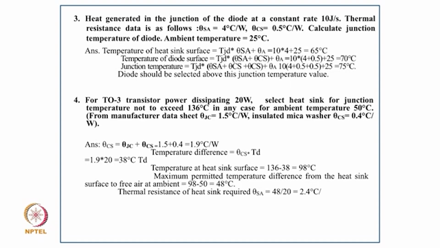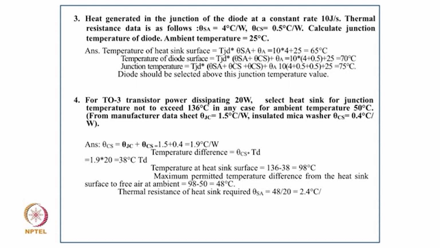Thermal resistance data is as follows: theta S equal to 4 degrees Celsius per watt and theta CS is 0.5 degrees Celsius per watt. Calculate the junction temperature of the diode at an ambient temperature of 25 degrees Celsius. The temperature of the heat sink surface is 10 into 4 plus 25, that is 65 degrees Celsius. Temperature of the case is 10 into 4.5 plus 25, 70 degrees. Junction temperature, similarly calculated, is 75 degrees. So the diode should be selected above this junction temperature value.